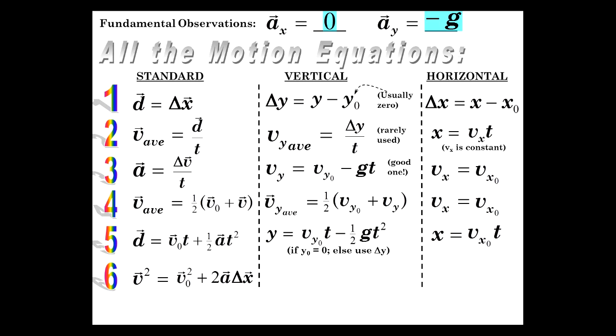All right. x equals Vx0 t. There is no acceleration, so this term doesn't even have a counterpart over here for the horizontal direction. And finally, Vy squared is Vy0 squared minus 2g y. The plus went to minus for the same reason as before. Acceleration is g. Again, if y0 equals 0. Otherwise, consider this delta y. Vx squared is Vx0 squared. Nothing new there.